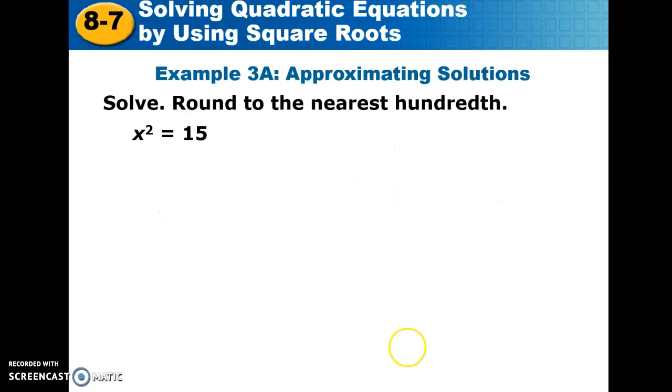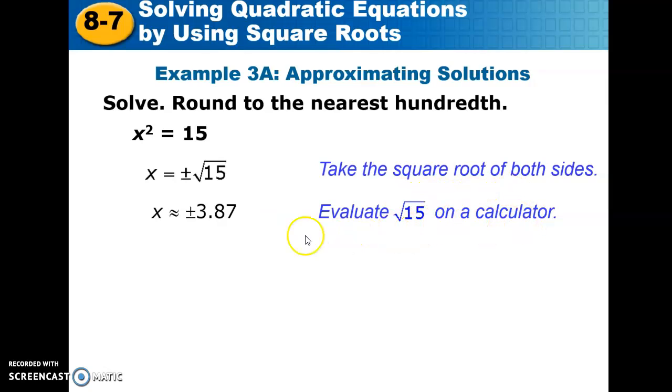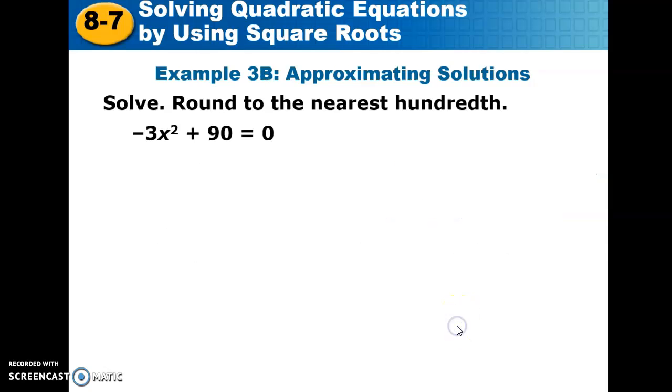All right. Your book is saying to approximate, but because we're at home, I don't care. If you guys want to use calculators, you can. And it even says here, evaluate the radical 15 on a calculator, and you get about 3.87. So when you take the square root of 15, you get x equals plus or minus 3.87. It's as simple as that. You just plug it right into the calculator. Okay.